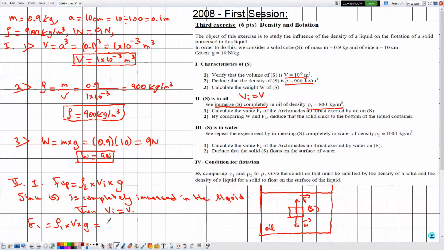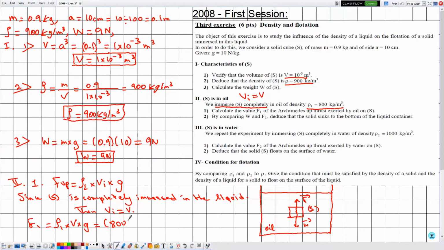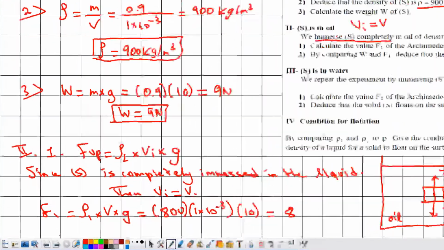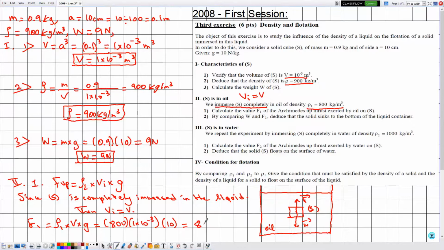Now the value of ρ1 is given by 800. Sorry, previously I said that the density is 900, but actually it is 800. 900 is for the solid S, so 800 for the oil. And the value of V is given by 1 times 10 to the power minus 3. And the value of G is given by 10. Plugging this into the calculator, the value of F1 is given by 80. Since all of these quantities are expressed in the SI, the value of F1 will be expressed in the SI, which is in newtons. So the value of F1 is 80 newtons.